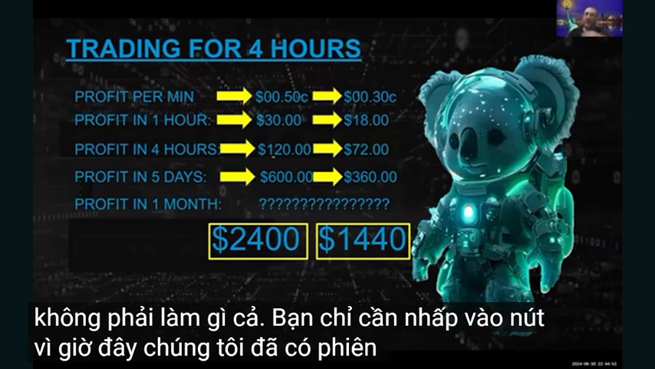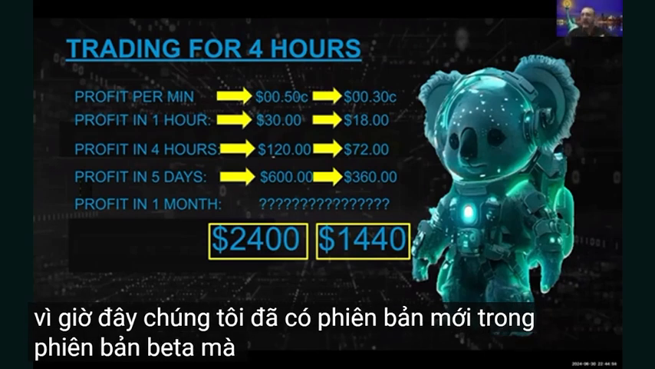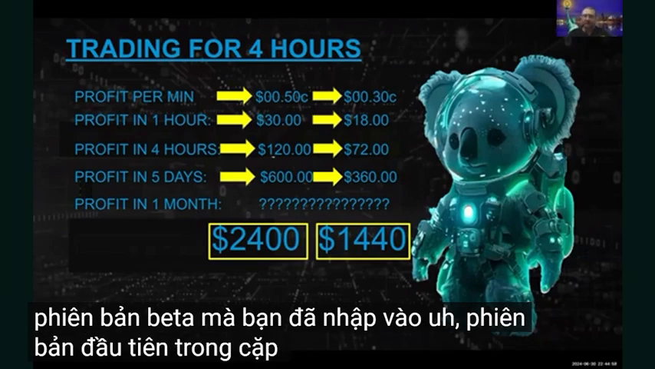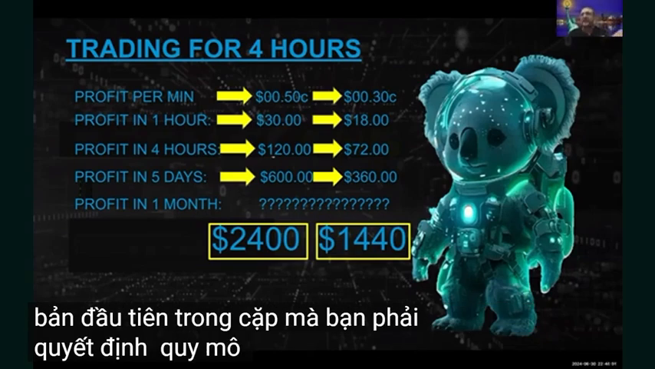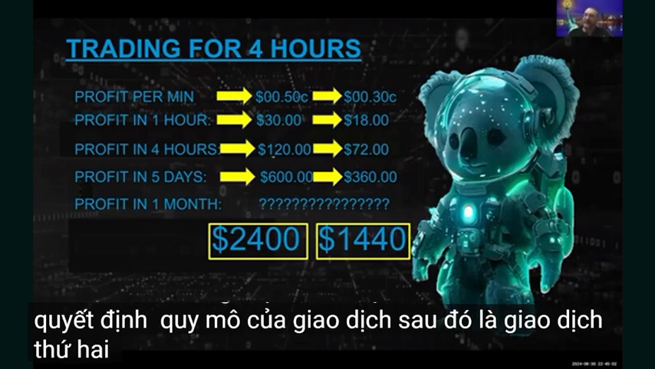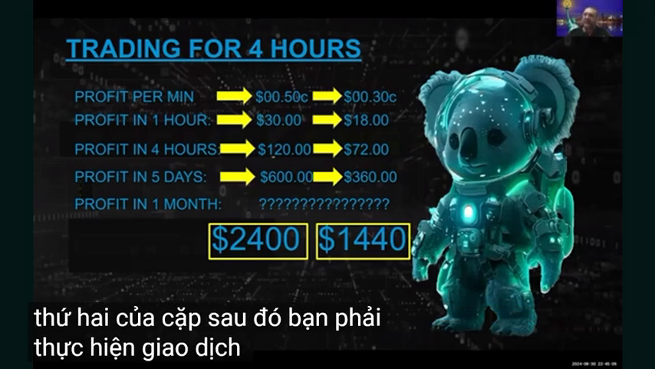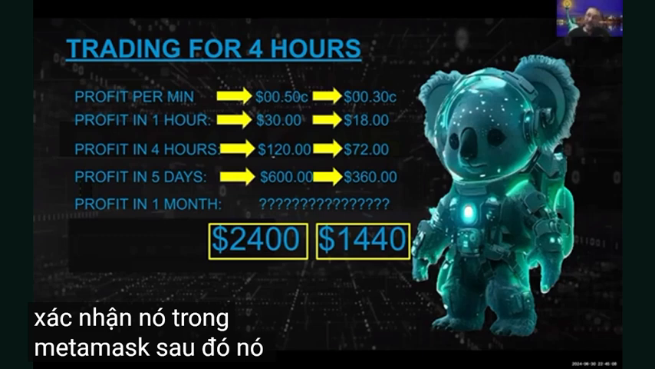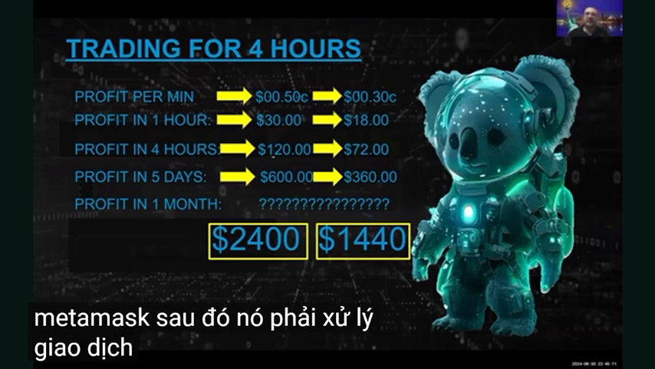Because now we've got the new version. In the beta version, you entered in the first of the pair. You had to decide the size of the trade, then the second of the pair, then you had to execute the trade, and then you had to confirm it in MetaMask. Then it had to process the transaction.